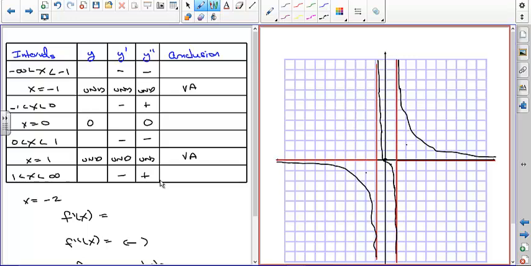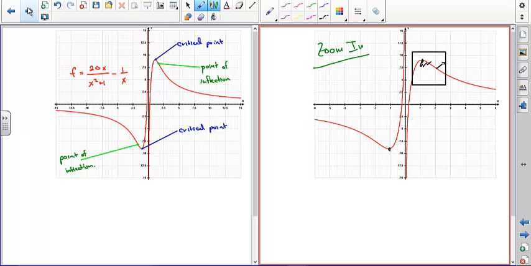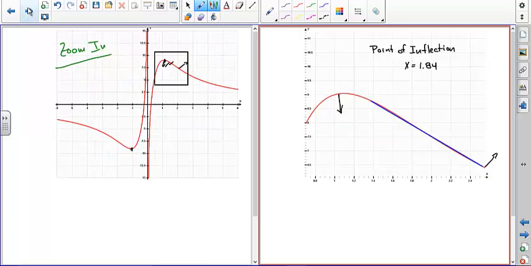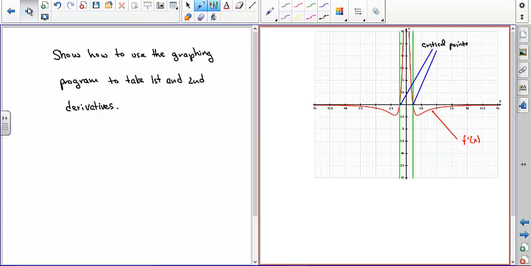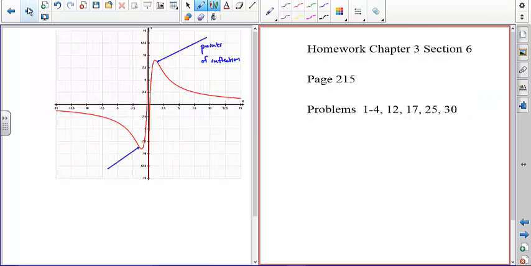Okay, so I'm going to assign these for you to do because the only way that you can do it is by practicing. Luckily, because they take so long, I'm not assigning a huge amount of problems. So 1 through 4 are probably just looking at graphs, and then 12, 17, 25, and 30 are actual functions.